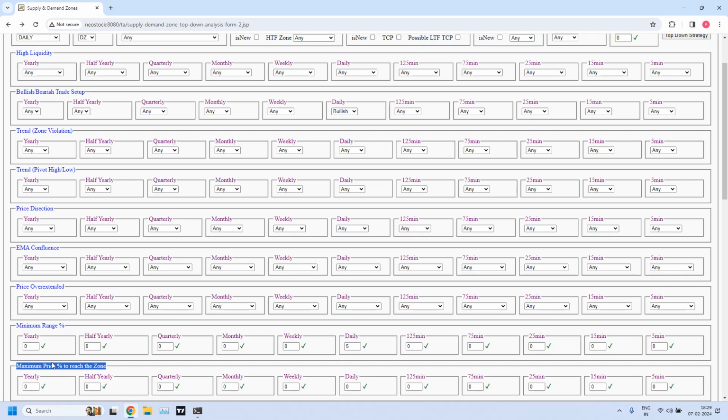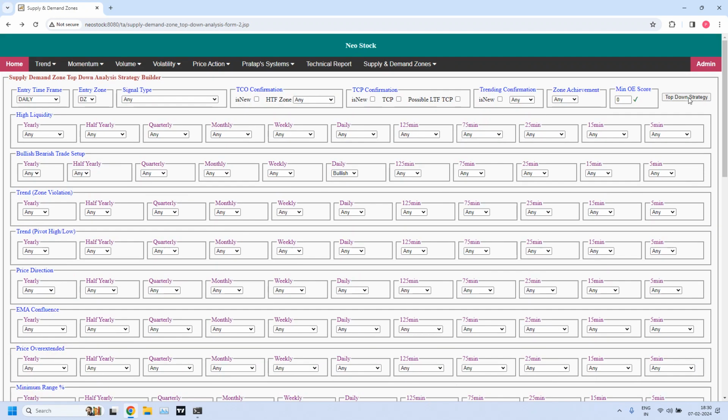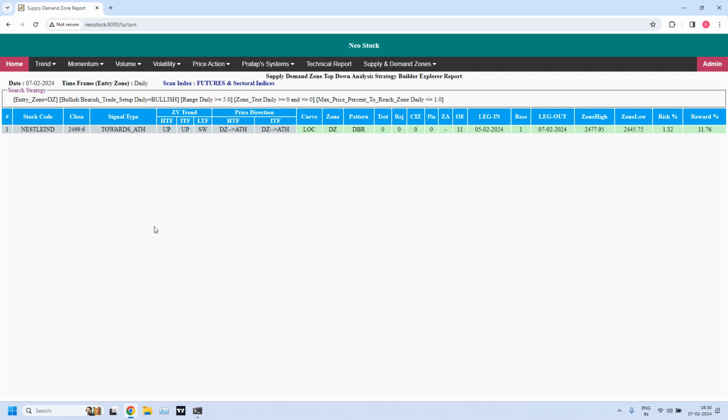For example, I want within 1% level, how many demand zones are there? So for that, in the daily time frame, let me set the value 1%. Are there any stocks closed within 1% near to the daily demand zone? That is what it means. So let me filter. One stock is there. Nestle is there, very close to the demand zone.